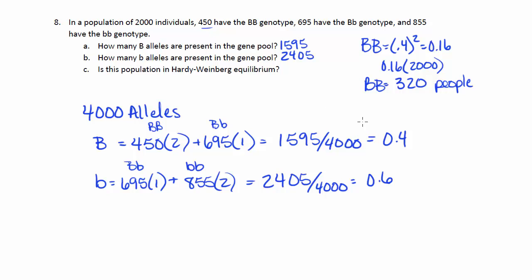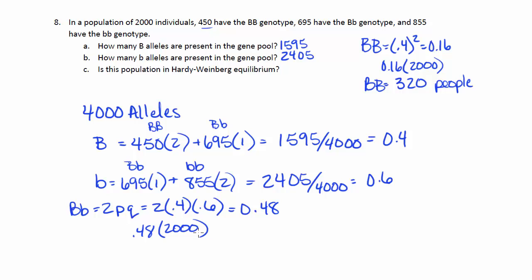If we wanted to look at the others, we could calculate how many of the heterozygous we expect to have. Those are 2pq. So the math behind that would be 2 times p, which is 0.4, times q, which is 0.6. So if we multiply that, we've got 0.48. And so if we take our 0.48 and multiply that by the 2,000 people that we have, we would expect 960 people that are heterozygous.